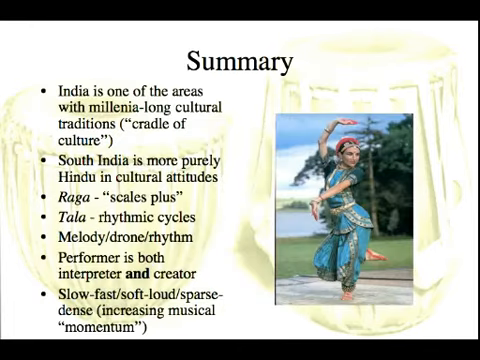To summarize what we've talked about today, India is one of the areas with millennia-long cultural traditions, so we call it a cradle of culture. We've discussed that South India is more purely Hindu or more orthodox Hindu in cultural attitudes. And in our next presentation, we'll see a little bit more of the nuance of that. We looked at the melodic materials of traditional Indian music as raga, or scales plus. We've considered the tala rhythmic cycles. We've considered that the three main elements of traditional Indian music are melody, drone, and rhythm. And I hope you're picking up on the fact that the word harmony is not in there.